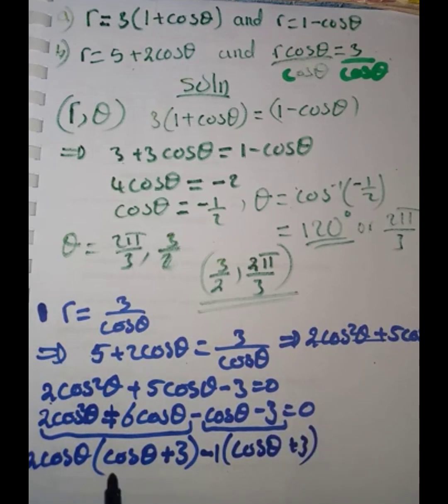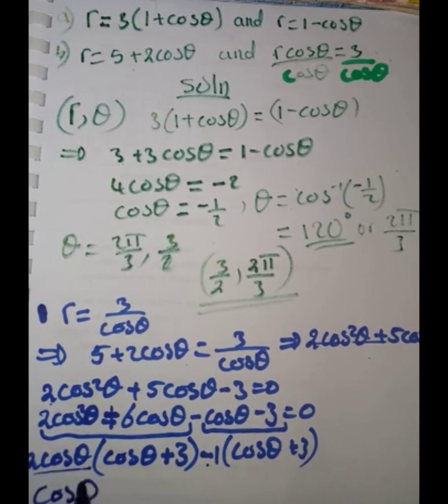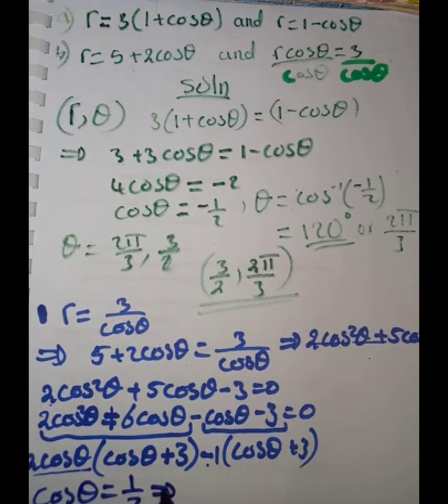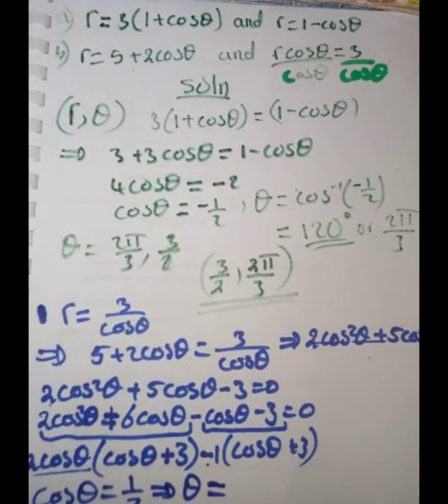Great. So this is the same, this is the same, and if I put cos theta to be equal to negative 3, theta will have no value, because we know that cosine is between negative 1 and 1. So the only value of theta is to take 2 cos theta minus 1 and put that to 0. Means cos theta is going to give us 1/2. That therefore implies our theta will be cos inverse of 1/2. What is cos inverse of 1/2?